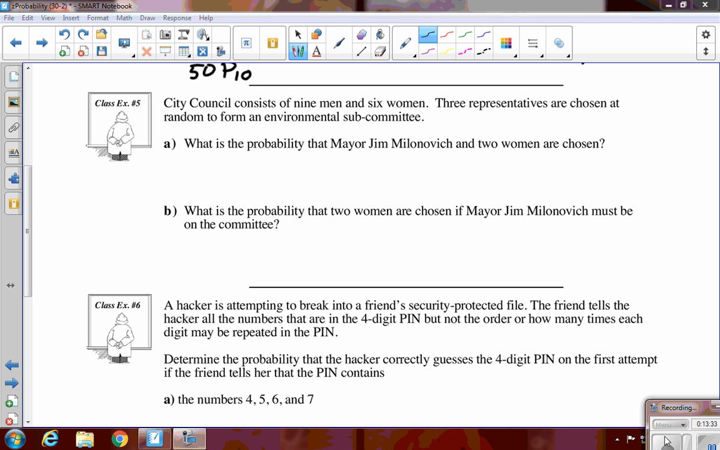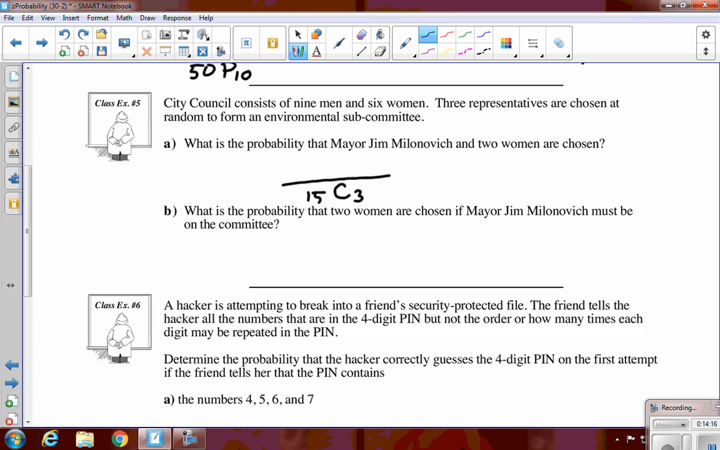Okay? Last example. City Council has 9 men and 6 women sitting on it. They need a 3-representative committee to be formed. So committee or subcommittee, there's no order important here because committees don't have order, so this is a combination. But it says that Mayor Jim, whatever, Milanovich, has to be on the committee. Now, assuming that Jim is a male, this makes a difference in our question. How many people are actually in this pool to choose from? 15. And I need to choose 3 of them for the subcommittee, and it's up there somewhere. Oh, Jim and 2 women.